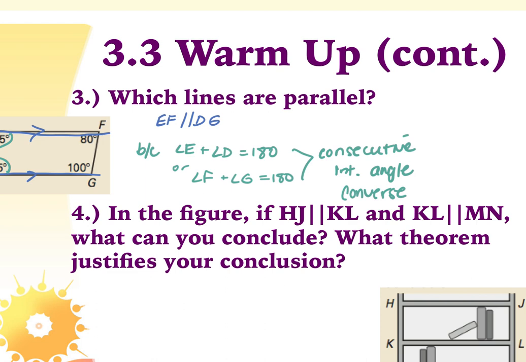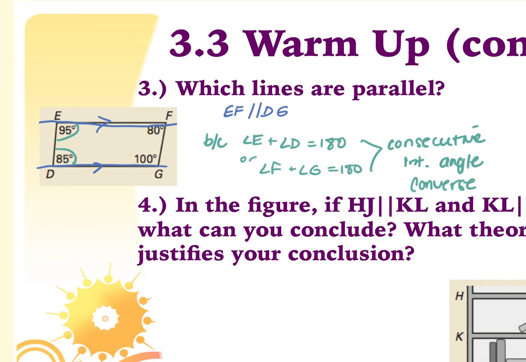Marisol. On the quiz, you have to explain why. No, it didn't say it. I just said if it had asked for it, right? And it wouldn't be the other way, like it wouldn't be these two, because 95 and 80 don't add up to 180, or 85 and 100 don't add up to 180. So you couldn't use the other pair. It had to be EF and DG.